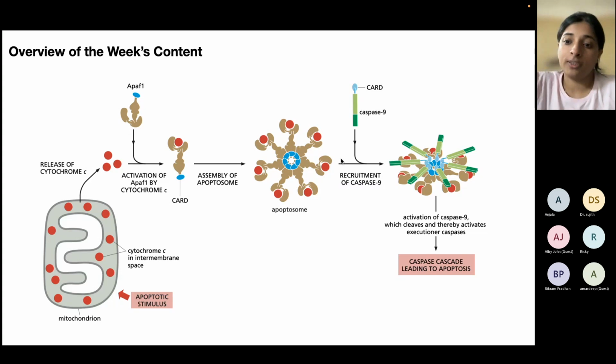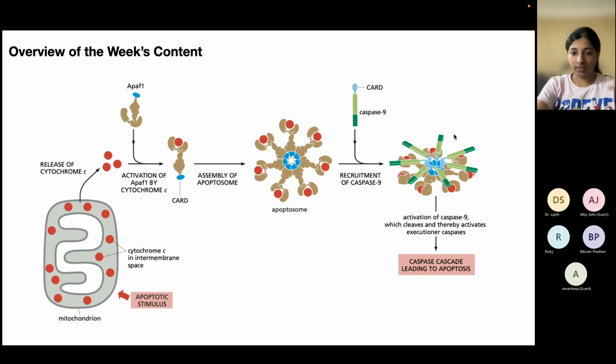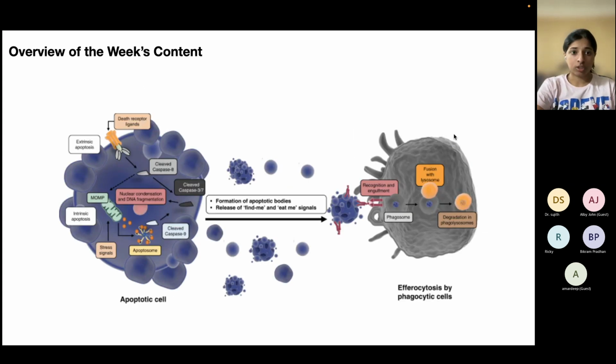To this apoptosome, the CARD domain of initiator caspases can interact, and once this interaction happens, it activates the initiator caspases, which then go on to activate other executioner caspases, ultimately leading to the cascade and apoptotic cell death. So, what are the characteristic features of apoptosis?